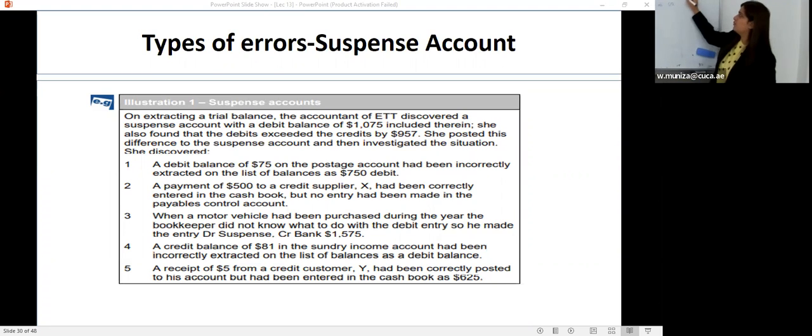In order to correct it, what we are going to do, we are going to debit payables account with an amount of 500. Since we do not have anything to credit, we are going to credit suspense account with an amount of $500. Clear?